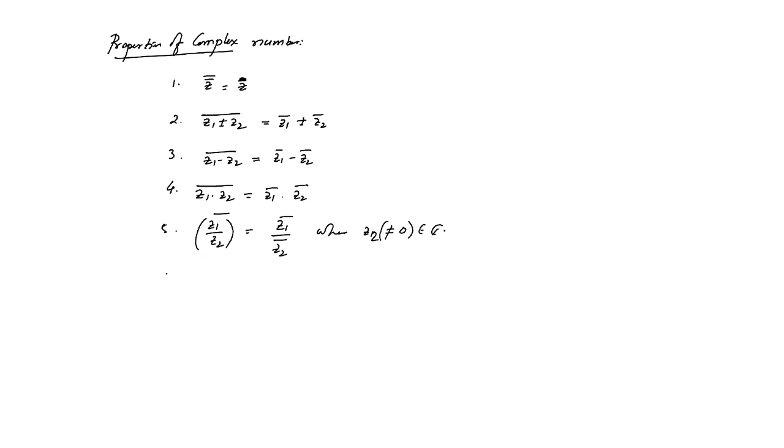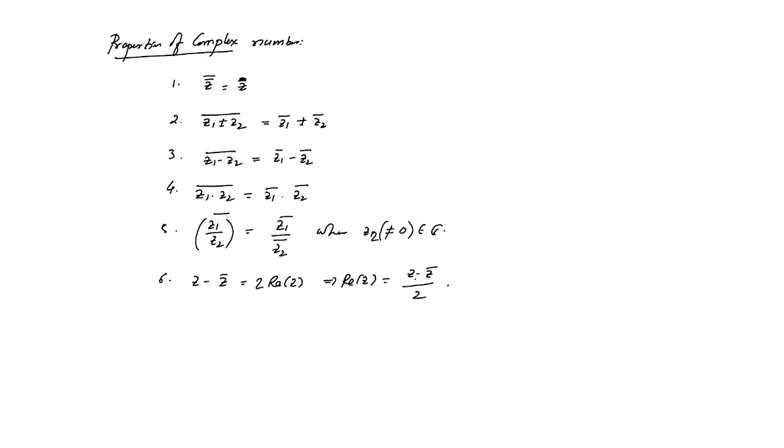Now, if we think about Z plus Z bar, it will be 2 real Z. So the formula for real Z equals Z plus Z bar by 2.